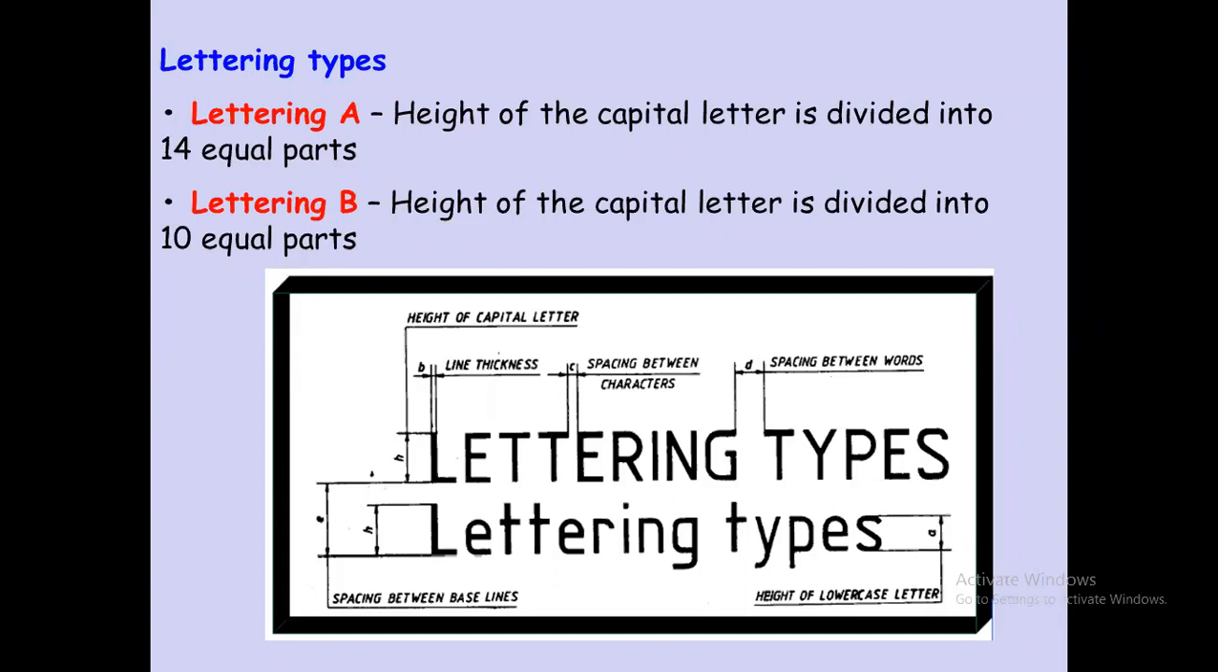In lettering A, the height of the capital letter is divided into 14 equal parts, and in lettering B, the height of the capital letter is divided into 10 equal parts. So these are the two different types of lettering. With these lettering styles, we are going to represent our title, subtitle, name, and everything in the engineering drawing.